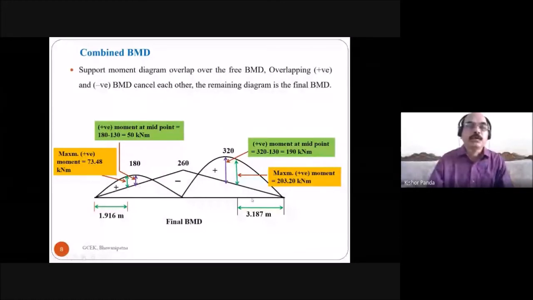So here you see this portion cancels, this portion cancels, and this portion also cancels each other. The remaining is positive, negative and positive. This is the final bending moment diagram. But here you see this ordinate, the maximum negative moment, is 260, because at the end the moment is 0. But at the midpoint of span AB, what is the moment?